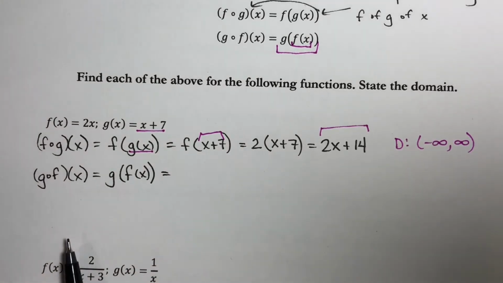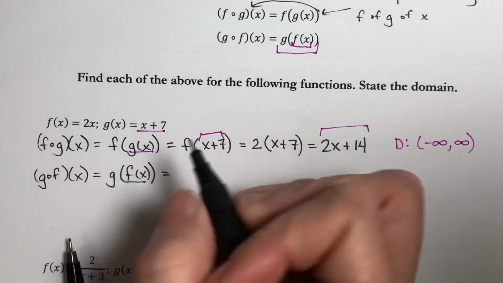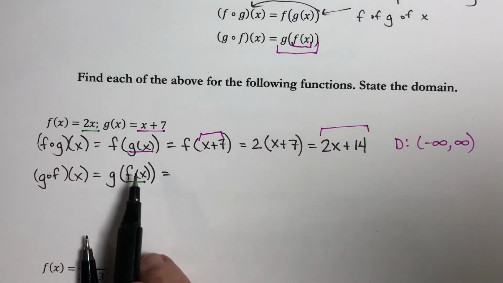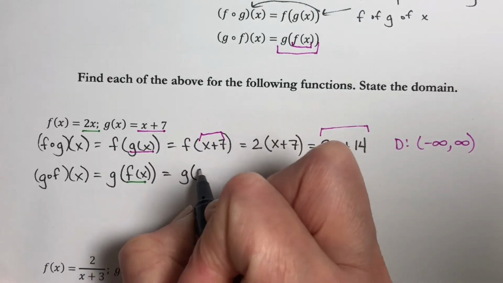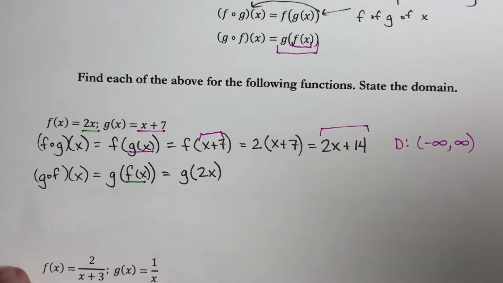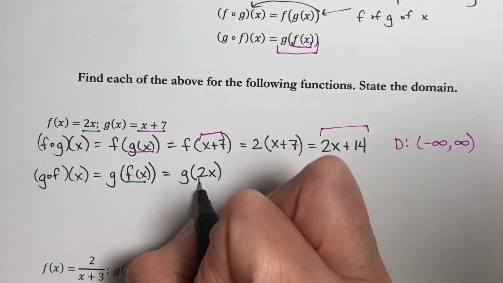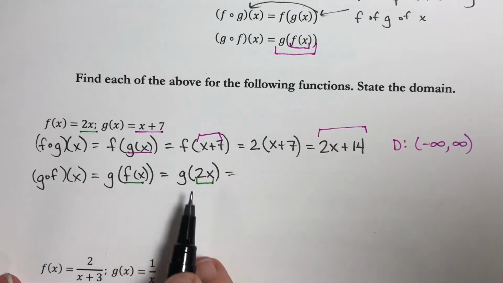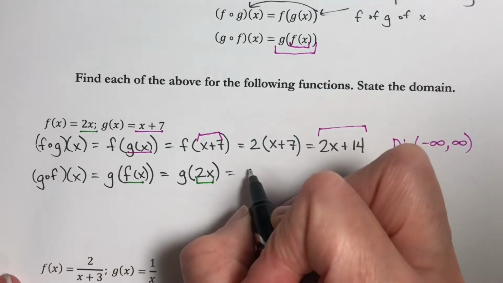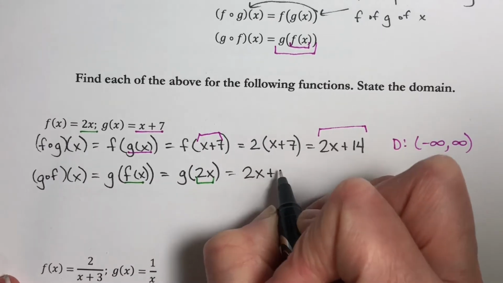So I'm going to find my f of x, which is right here, and plug it in. So that gives me g of 2x. And when I'm looking for domain, I'm going to see if I have any issues with 2x, because that's the part I'm plugging in, and there are no issues there. So now I take the 2x and I plug it in for x here. So that's 2x plus 7.